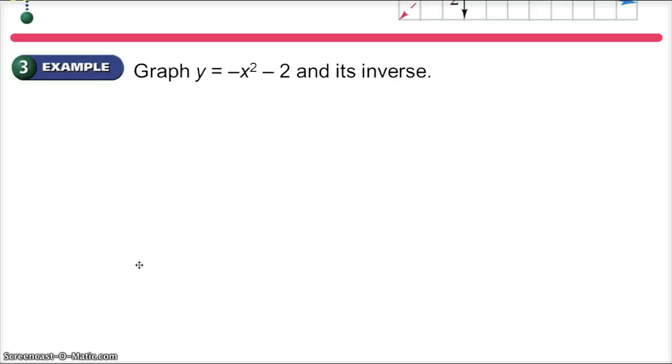So you have two options here. You can graph it and then reflect it, or where the textbook author is wanting you to go would be to graph this one and then interchange x and y to find your inverse.